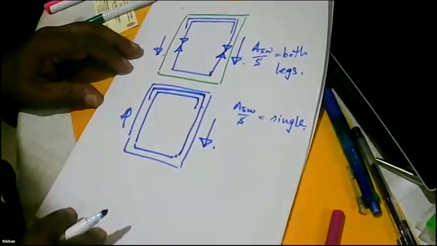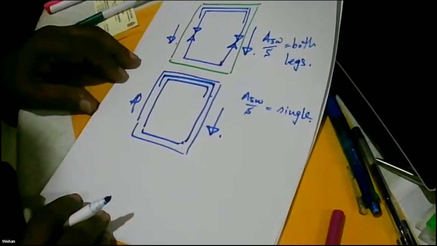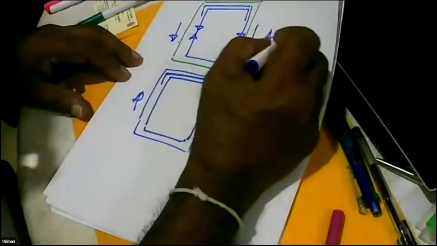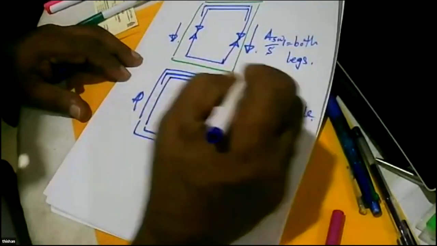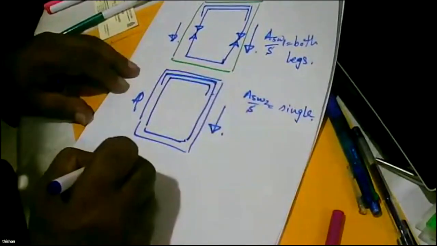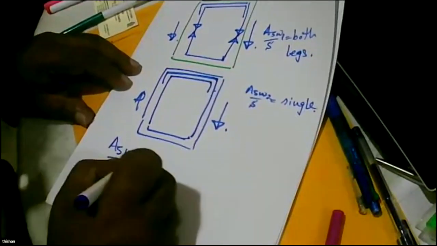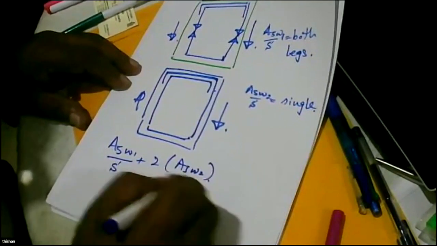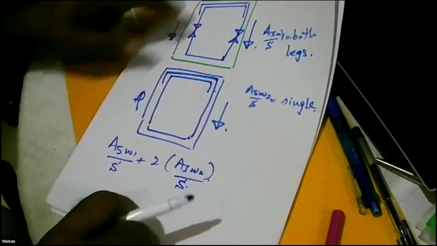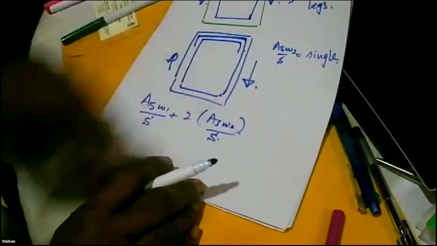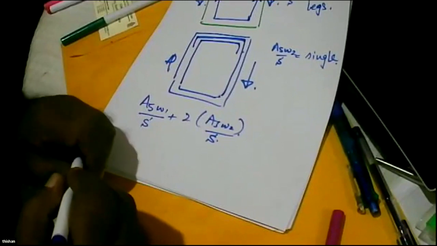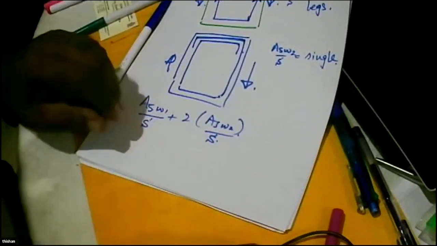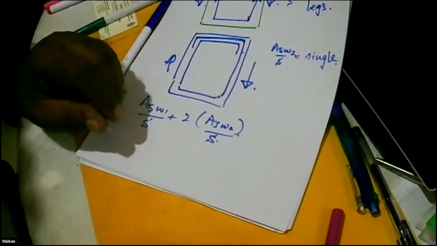Is that clear, Bandhuka? Yes, sir. That is clear. So this is 1, this is 2. Then you get the total link requirement will be S plus twice ASW2 divided by S. This is the total link requirement. Is that clear? Yes, yes. Right. Okay. So I'll go back to the screen.